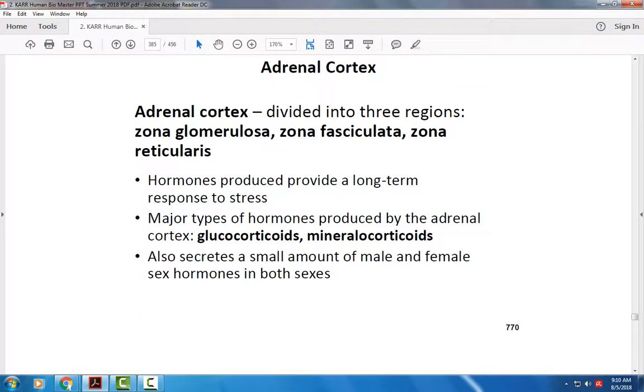The adrenal cortex, like I said, is the outer portion of the adrenal gland, and it secretes a number of hormones. We classify them into a broader category called glucocorticoids and mineralocorticoids, but they secrete a small amount of the sex hormones. So women produce testosterone, but not from the ovaries. The testosterone comes from the adrenal cortex. And men secrete estrogen. We find estrogen in fat cells and also in the adrenal cortex.